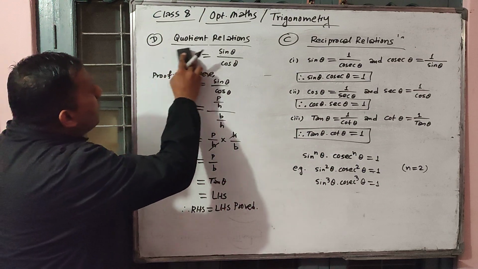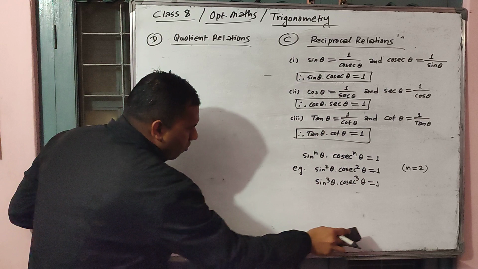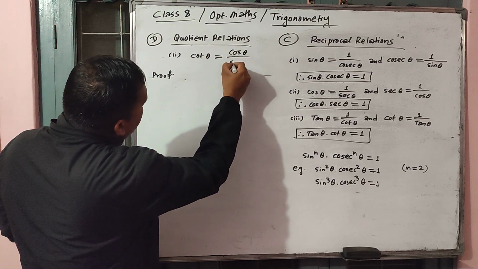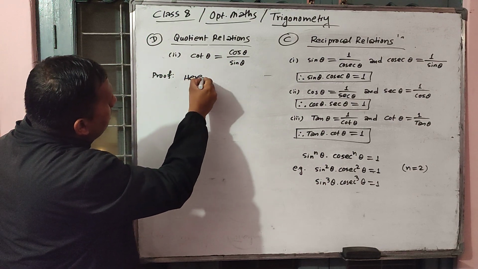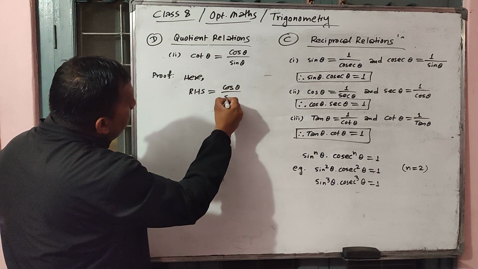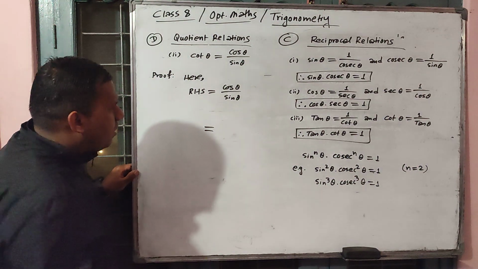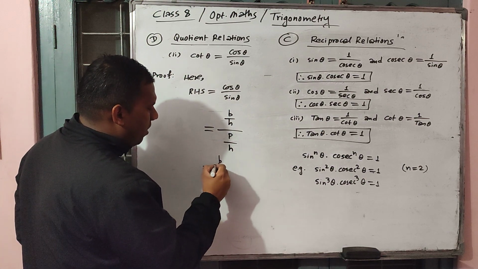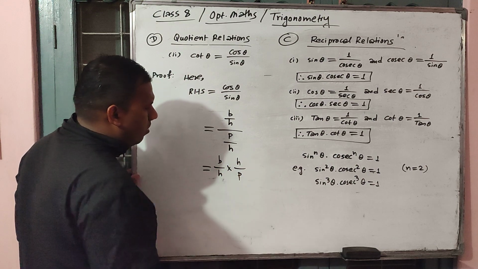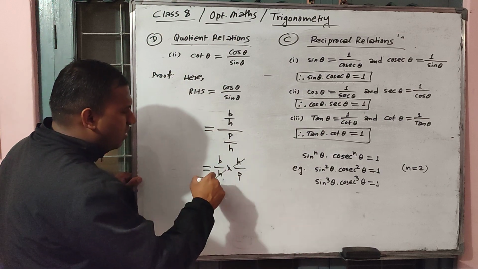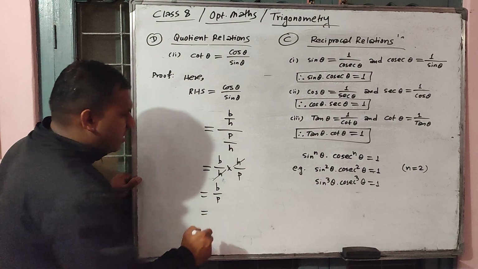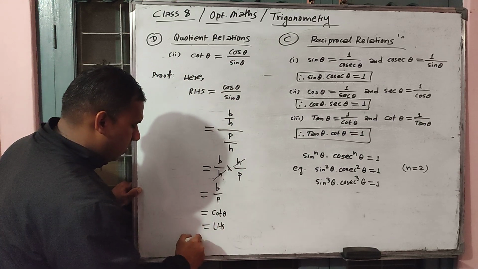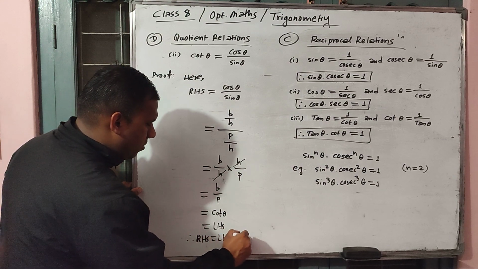Okay, students, now number 2 is the cosine relation. The second one is cot theta equal to cos theta upon sin theta. So proof, here RHS is cos theta upon sin theta. So trigonometric ratio of cos theta is b by s upon trigonometric ratio of sin theta is p by s. This equal to b by s multiply with s by p. So this s we can cancel each other, so remaining part is b by p, that is trigonometric ratio of cot theta, which is LHS. Therefore RHS equal to LHS, so it is proved.